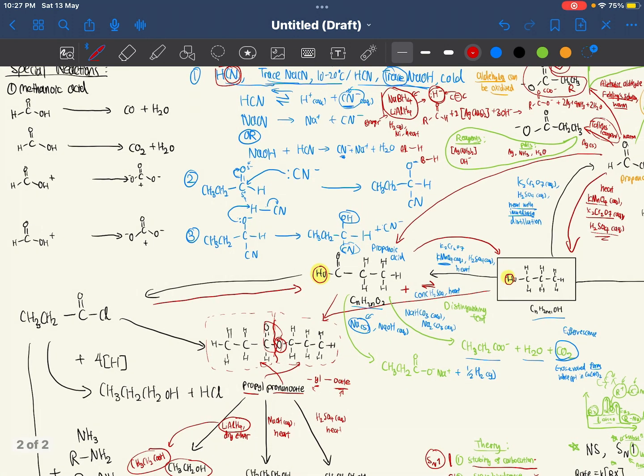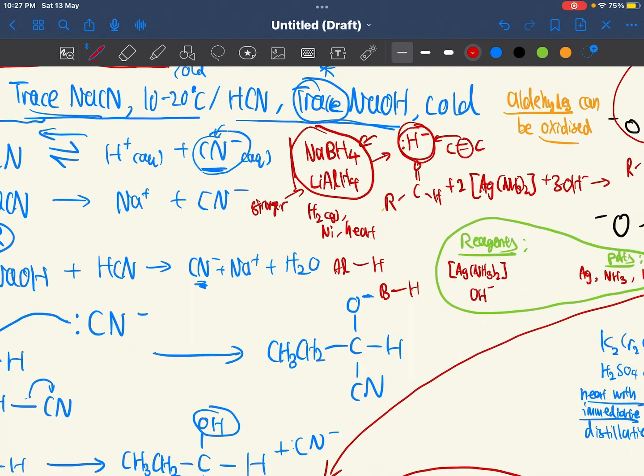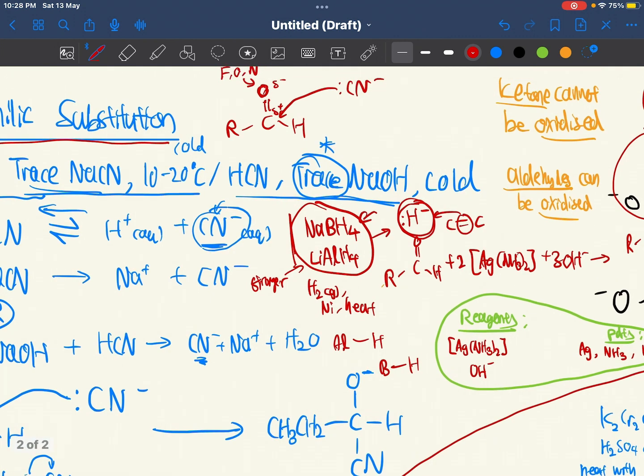As a rule of thumb, we can always use lithium aluminum hydride in dry ether. For sodium borohydride, you don't need to put dry ether. Only for lithium aluminum hydride. And as a rule of thumb, we use lithium aluminum hydride most of the time, for most scenarios. Yeah, we can use it to reduce alkenes. For alkenes, we can only reduce them using hydrogen gas, nickel catalyst, as well as heat.